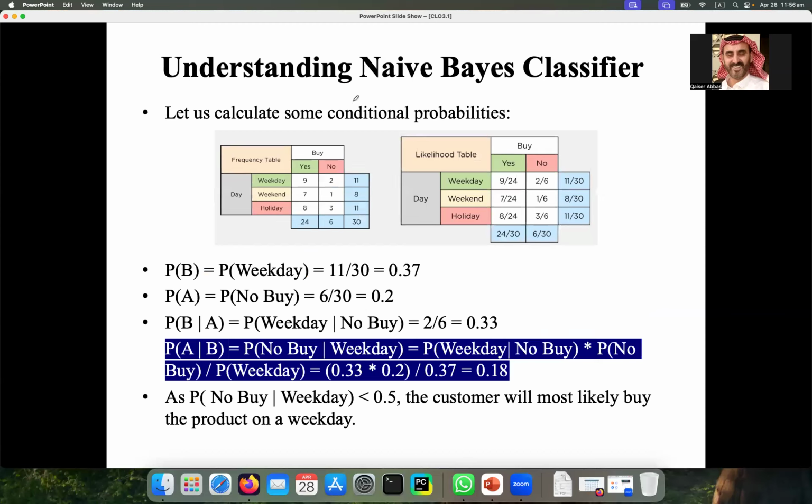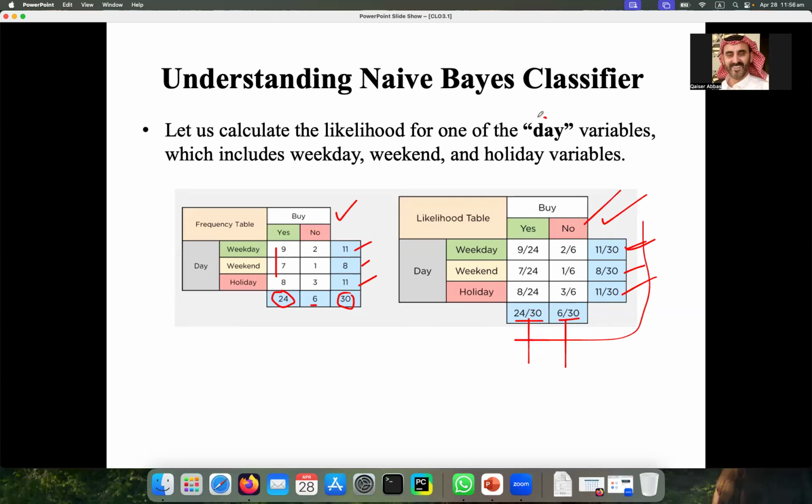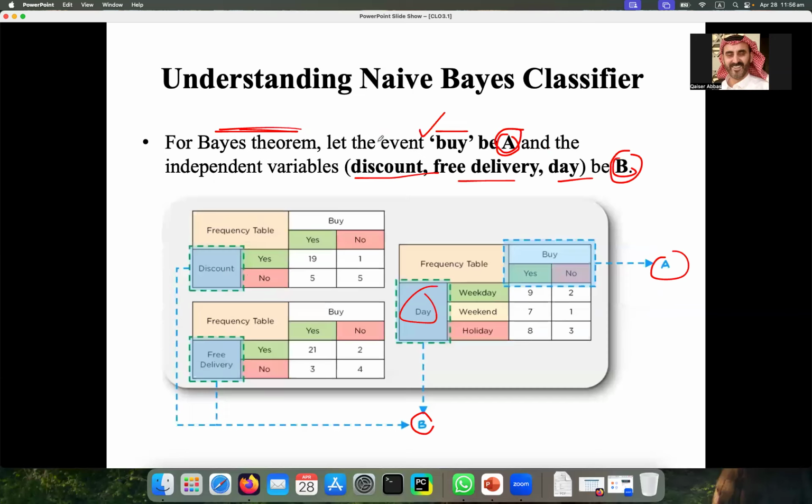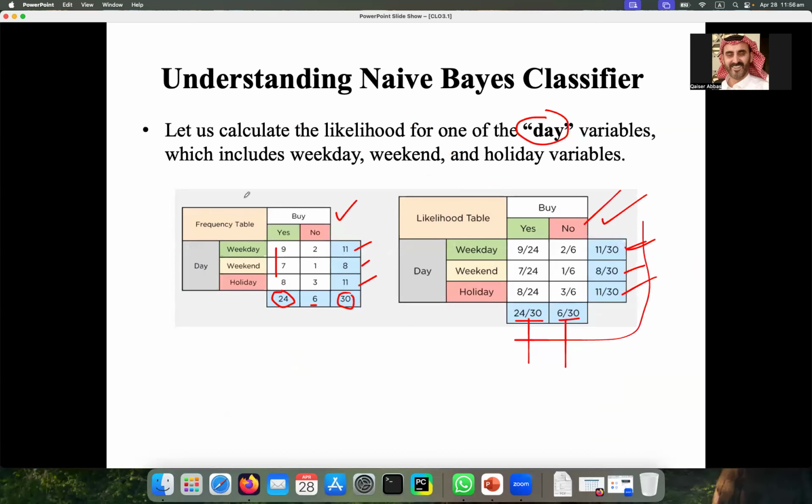Now we are moving towards the conditional probability. We are going to calculate the conditional probability. We did this only for the day. You can calculate this likelihood for the free delivery and for the discount table also. Here there are three tables, but you have done this step only for one table. You can perform this step for all three tables.